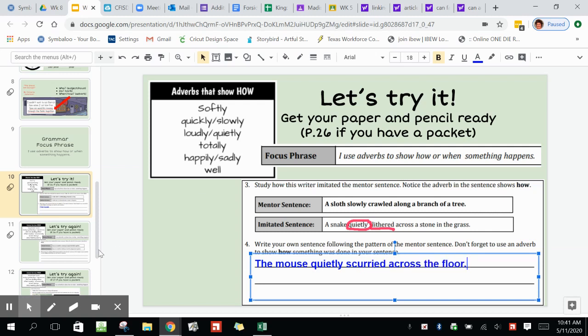Okay. I'm going to come back over here and I'm going to show you. Here is my verb. He scurried across the floor. My adverb is quietly. That tells me how he scurried. It modifies the verb. Okay? Let's move on to the next one.